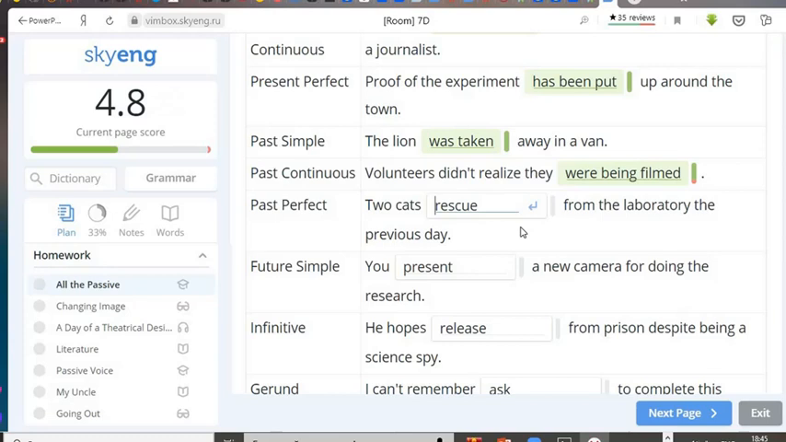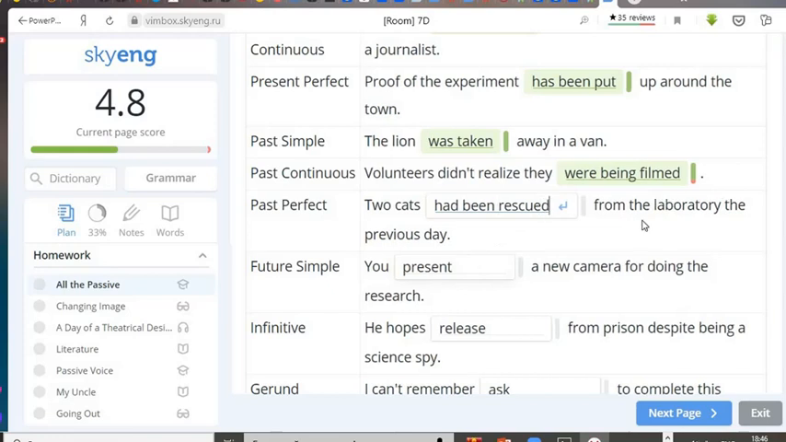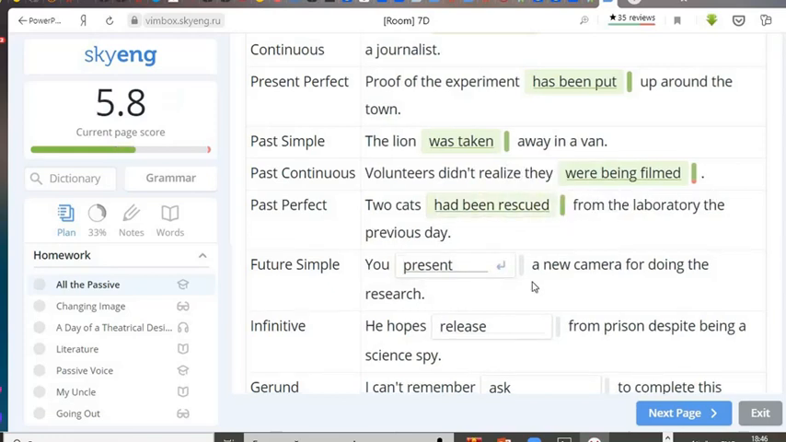So, past perfect. Two cats from the laboratory the previous day. So, two cats had been, and what is with rescue? Of course, rescued. Let's check. We are right.